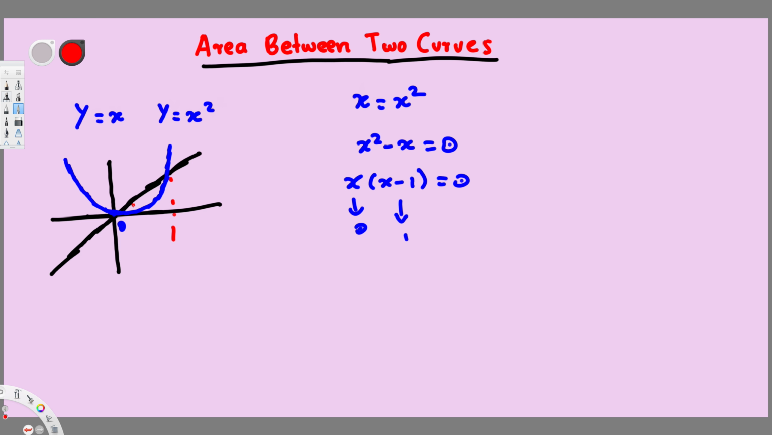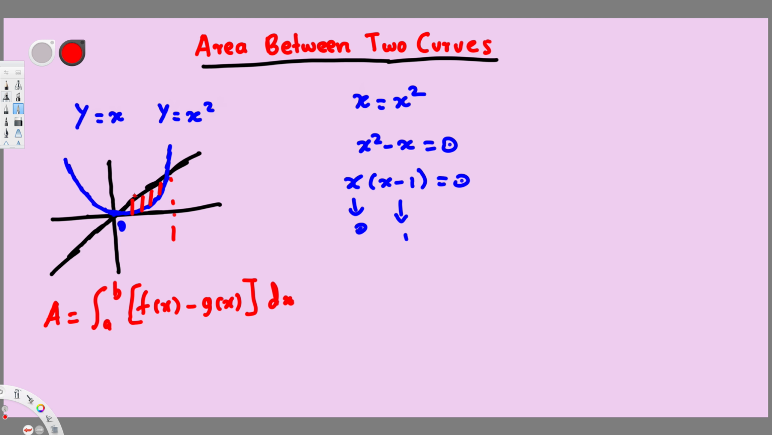Now we have to find the area bounded by these two curves. So this is the area we are trying to find. To find this one, we use this equation: A is equal to the integral from a to b of f of x minus g of x dx. F of x is the top function, so whatever graph you have on top, that's going to be the f of x. G of x is the bottom graph.